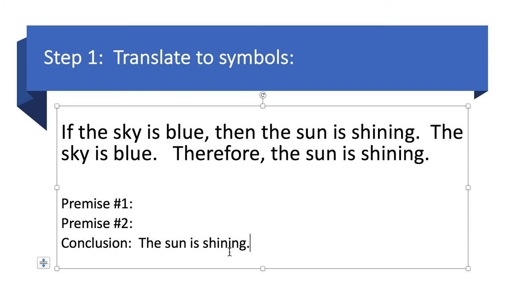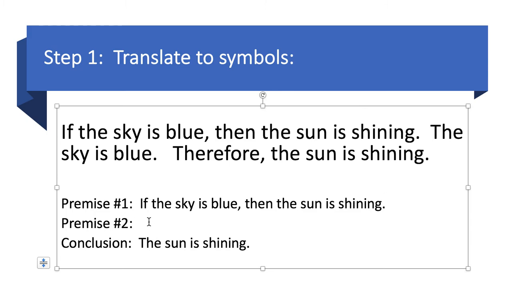Now, the other two sentences will sort of by default be premise number 1 and premise number 2. So I'm going to make the first sentence, and it doesn't really matter which is which, premise number 1. So it tells me if the sky is blue, then the sun is shining. And premise number 2 says the sky is blue. So that's the first thing that you need to do: take the three sentences, identify which one is premise number 1, which one is premise number 2, and most importantly, which one is the conclusion.